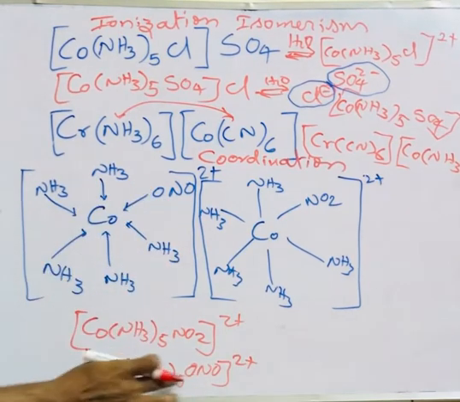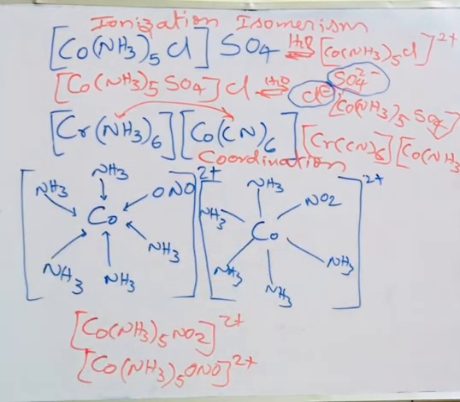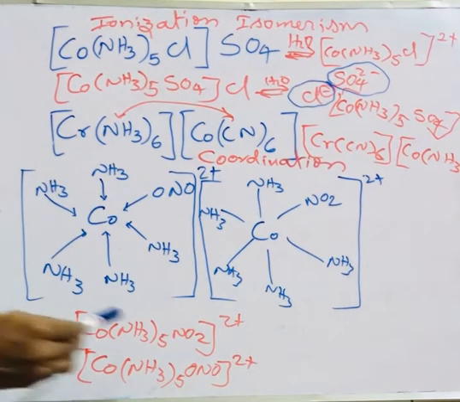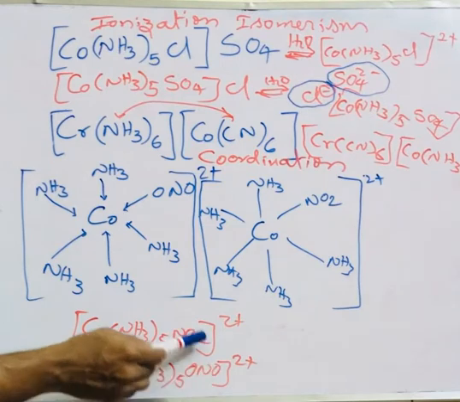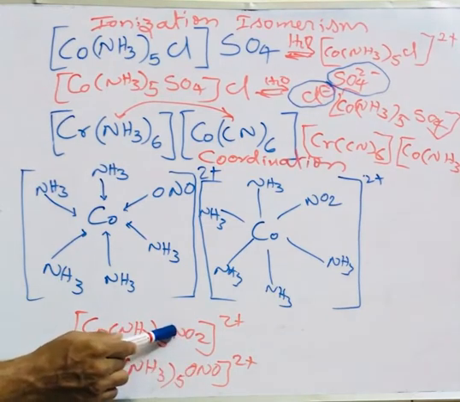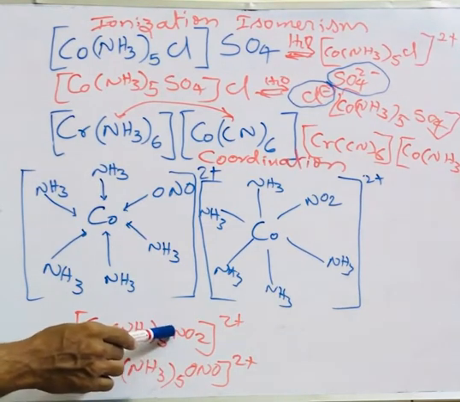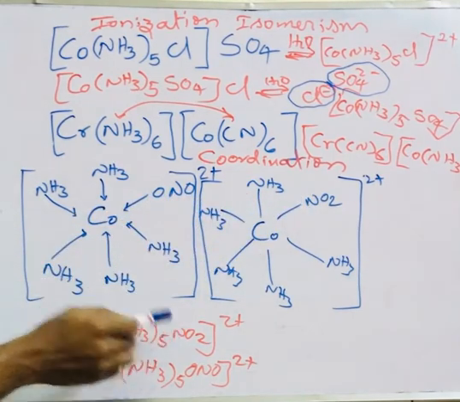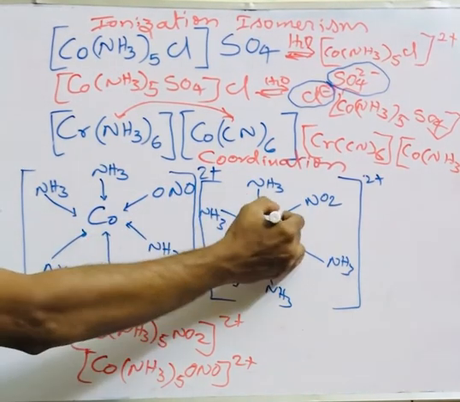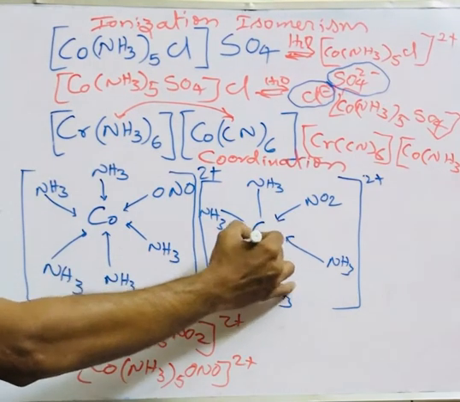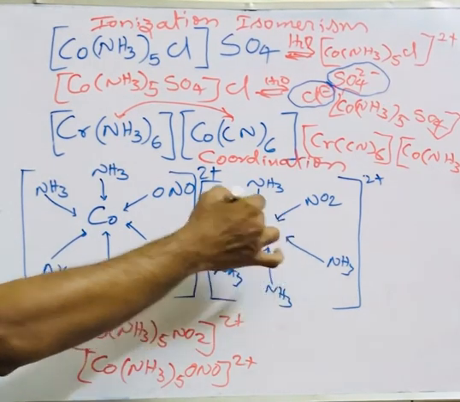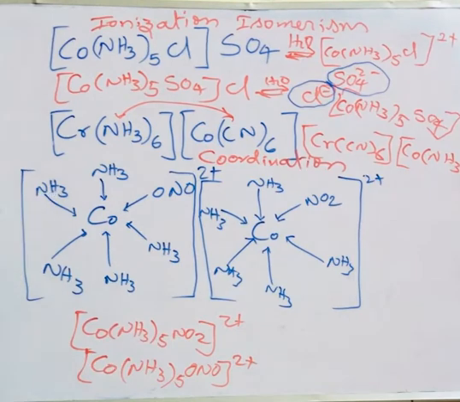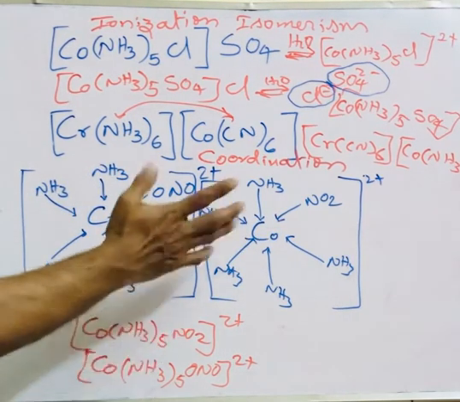This is ONO, this is NO2. What is the difference we can find here? The difference is only this: the group is the same, the ligand is the same, but the linkage is different. Here it has linkage with the cobalt through N, in this case, through nitrogen. We can write an arrow so that it is understandable that the ligand gives a pair of electrons to the central metal ion. Okay, so those are called ligands.